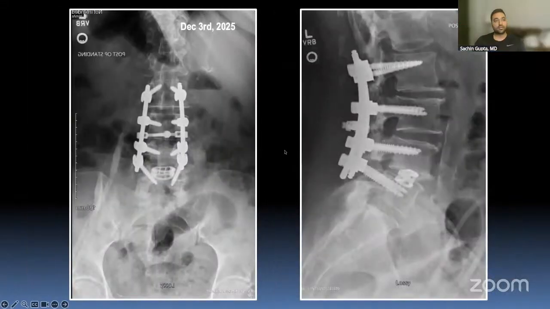So her case was a debate as far as what levels to do, because her disease is mostly, as you can see, from L2 to L5. As far as going to the pelvis or stopping at L5, the decision was made to fuse from L2 to L5 with decompressions at those levels and a TLIF that was performed at L4-5.